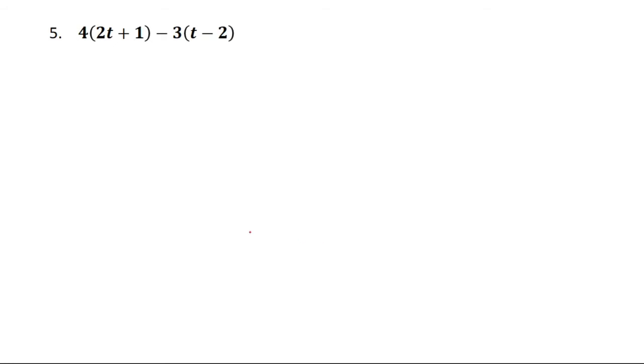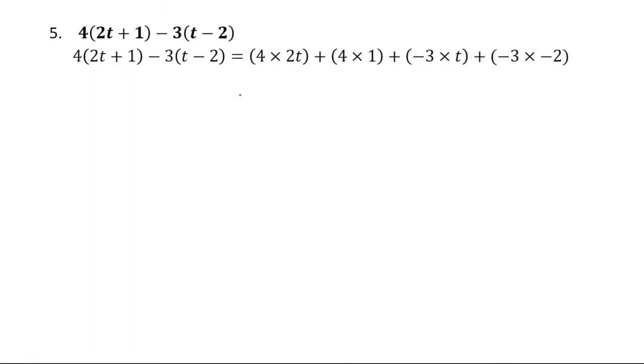Let's take another example. This time we have 2 brackets here. So we first deal with the first bracket, then we go to the second bracket. So in dealing with the first bracket, we do it the same as we have been doing. Distribute what is outside the bracket over what is inside the bracket. So we are going to get 4 times 2t, as you can see here, plus 4 times 1.